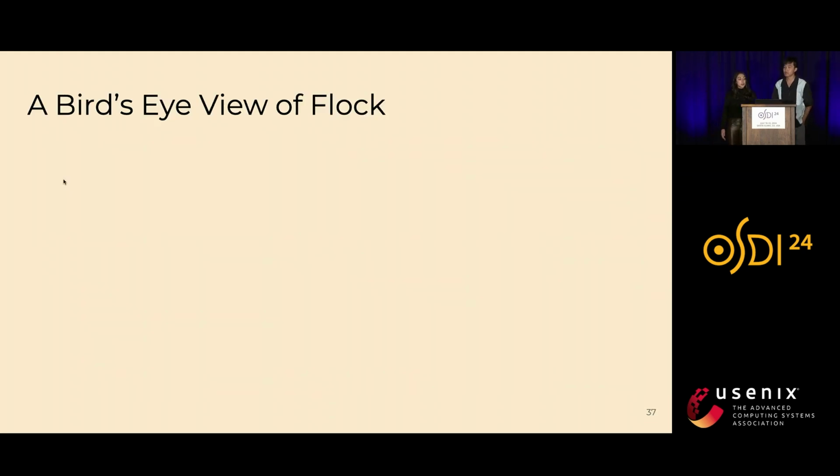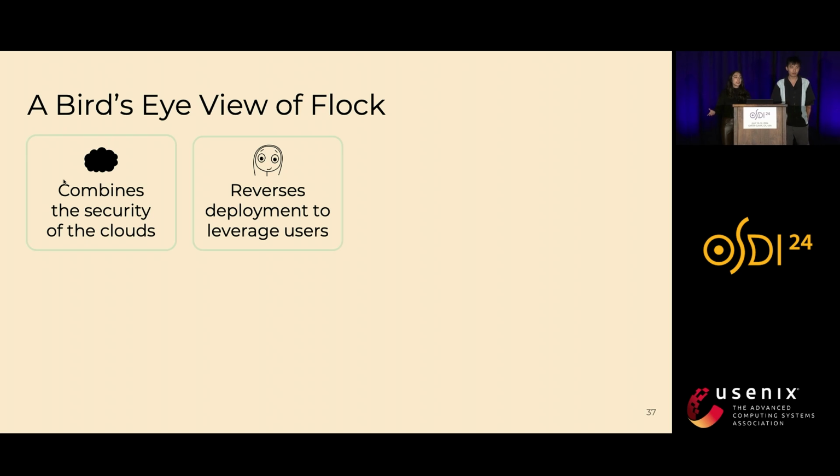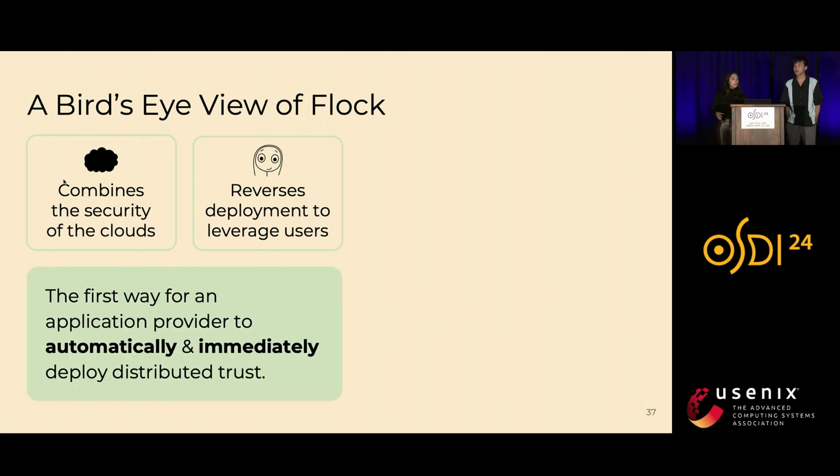So zooming out to a bird's eye view of Flock, we combine the security guardrails of each of these clouds and reverse deployment to leverage users at the core of the system. And so in this way, Flock is the first way for an application provider to automatically and immediately deploy distributed trust.